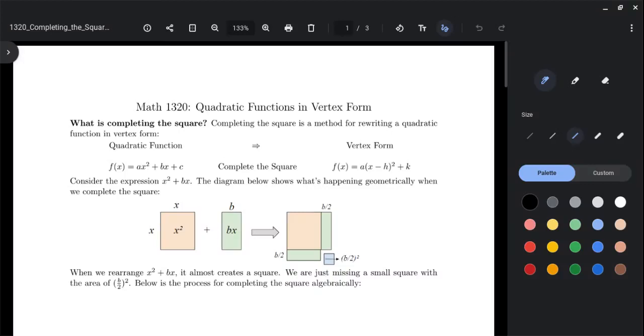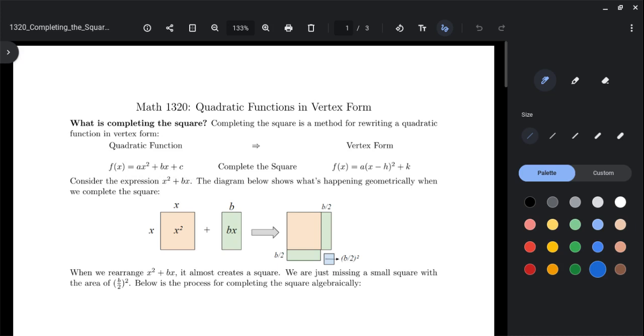Everyone. In this video, we're going to talk about the vertex form of quadratic functions and different applications of how we can minimize and maximize these quadratic functions. So the first thing is we are used to seeing our quadratic functions in the form on the left. So here we have f of x equals ax squared plus bx plus c.